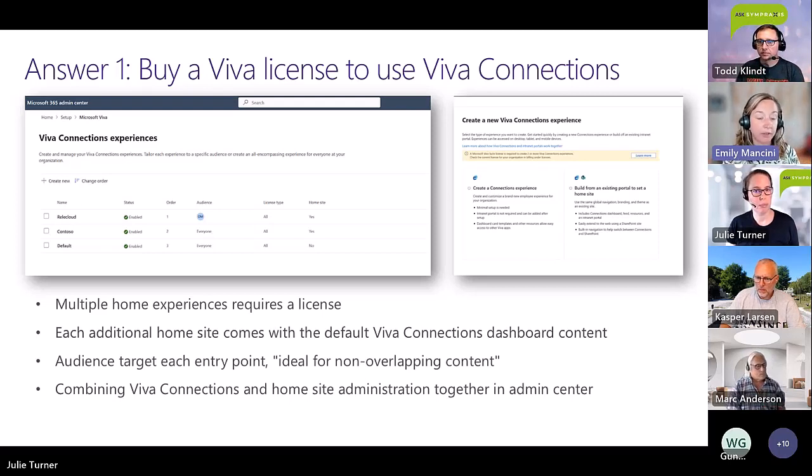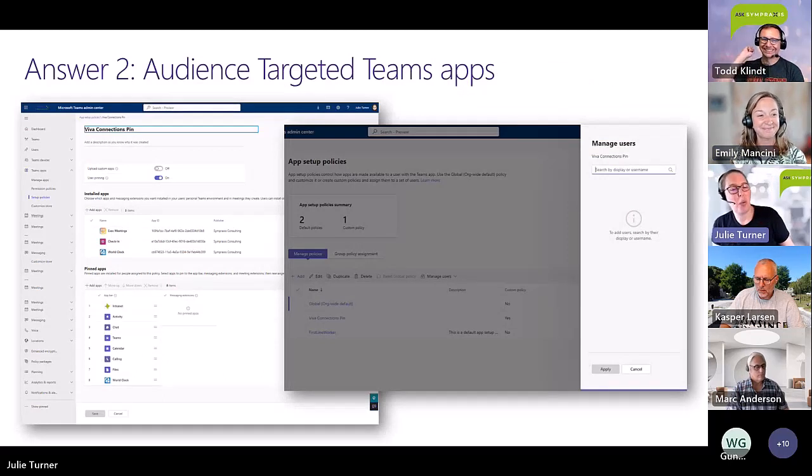This has a couple of things lacking. First of all, if you do not already have a Viva Suite license, now you need to purchase one just to audience target different entry points. So is there another way to do this, perchance? There is, Emily Mancini.